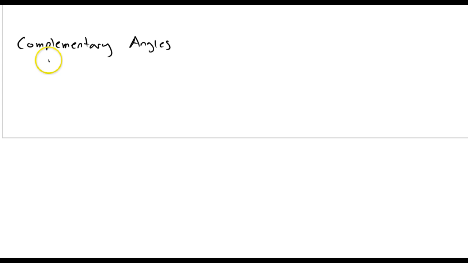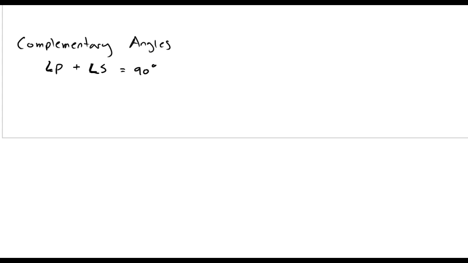So if I have angle, let's call it angle P plus angle S. Sorry, this little line here, that's just a notation for angle. Hopefully you figure that out. So if two angles add to 90 degrees, they're said to be complementary.